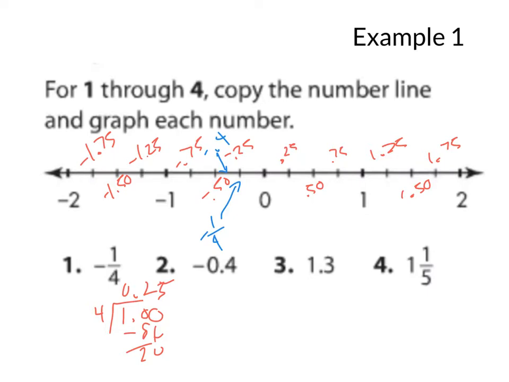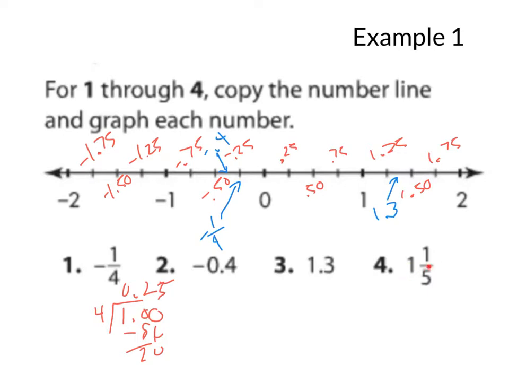Now we have 1.3. In between, I see this is a 3 for the 10th spot. Here's a 2 in the 10th spot, 1 and 2 in the 10th spot. Here's a 5 in the 10th spot. 3 is between this 2 and the 5. Therefore, I'm going to put 1.3 in between those.